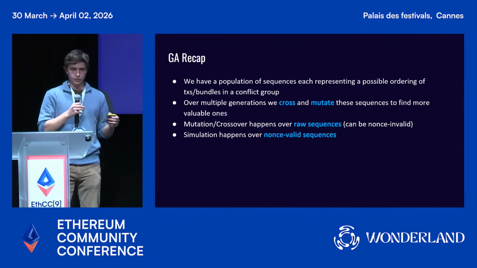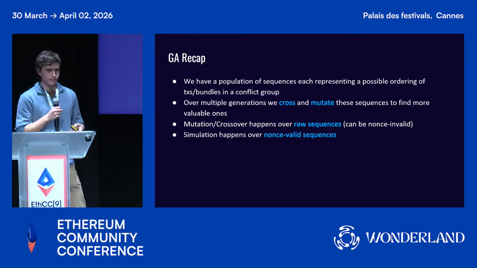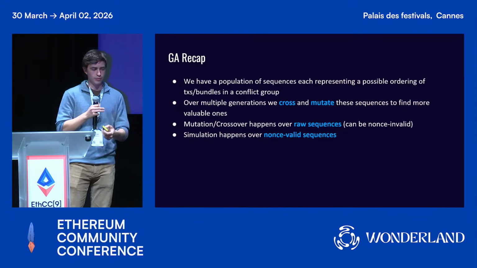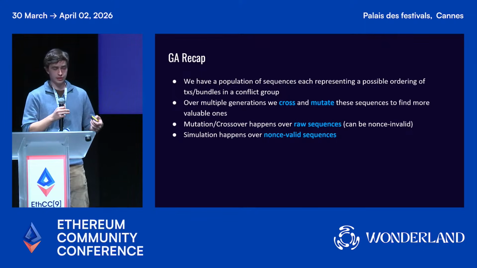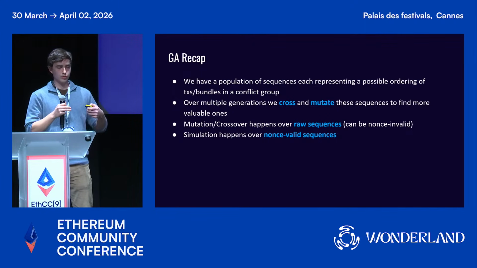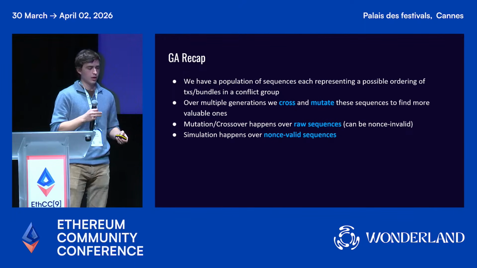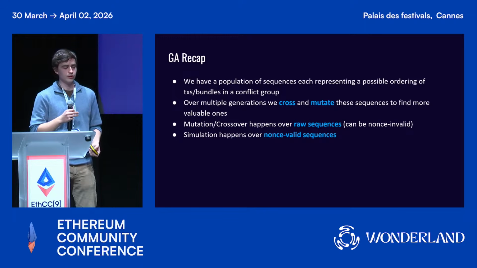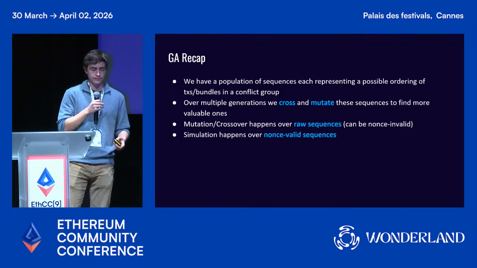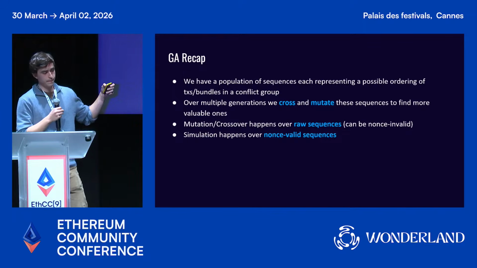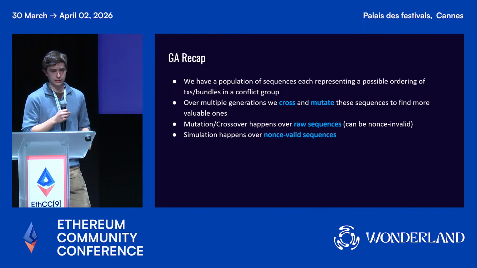All right, so just a quick recap, because that was a lot of information. The idea here is we have a population of possible ways to order transactions and bundles in a conflict group. We want to combine these possible orderings together, cross and mutate them, with the hopes of finding better ways to order the transactions and bundles. We let mutation and crossover happen over the rule sequences, but simulation always over the nonce-valid ones.